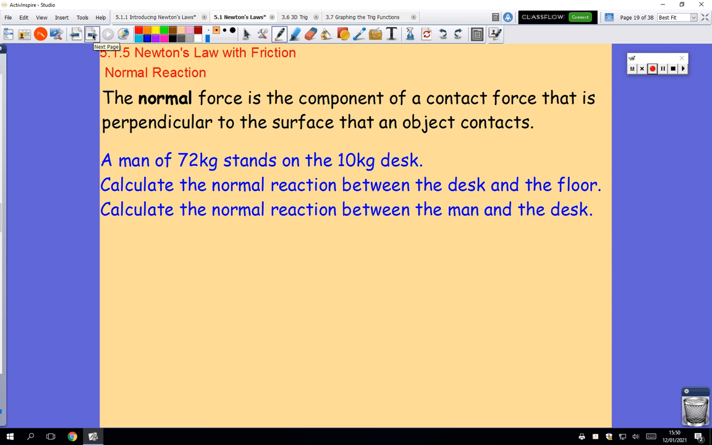A man of 72 kilos stands on the 10 kilogram desk. Calculate the normal reaction between the desk and the floor. Again, we're looking at force diagrams. I'm just looking at the force diagram for the desk here. So what forces are acting on the desk? Well, just like before, the force of gravity acting on the desk. The force of gravity on an object is called its weight. We said the weight of the 10 kilogram desk would be 98 newtons. So we've got a 98 newton force pushing down on the desk.